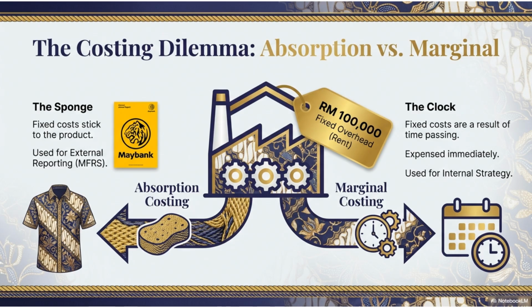The costing dilemma involves absorption versus marginal costing, centered around how we treat fixed overheads like rent. Absorption costing is like a sponge, attaching fixed costs to the product for external reporting. Marginal costing is like a clock, expensing fixed costs immediately over time for internal strategy.